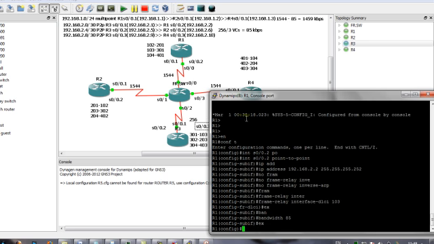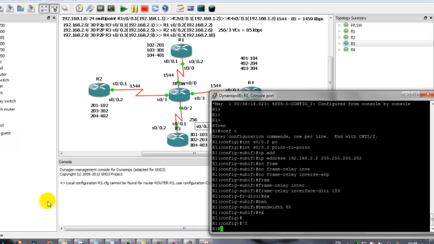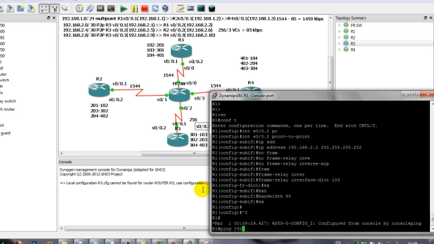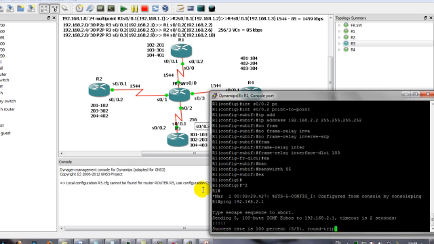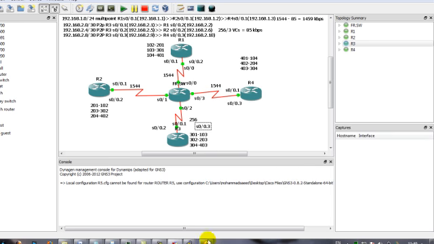Exit. We finished Router 1. I should ping Router 3 like this: ping 192.168.2.1. Yes, that's good. So I can ping Router 3 through this sub-interface. Now go to Router 2.